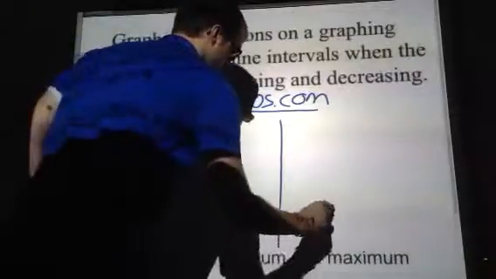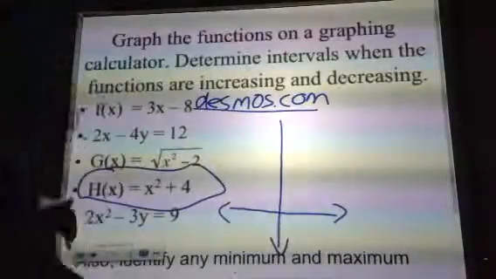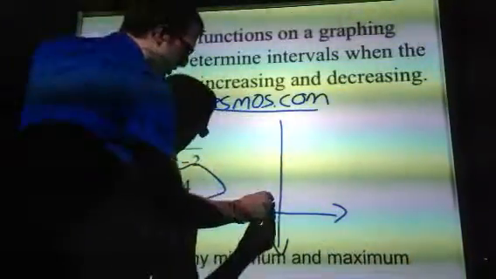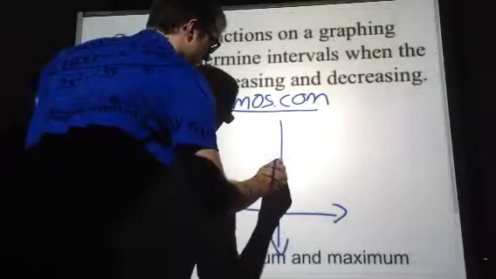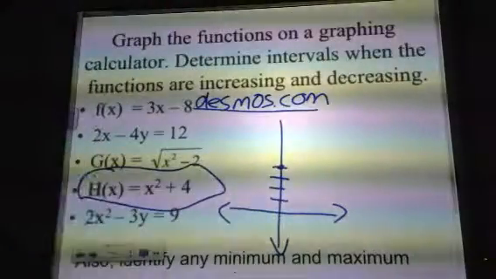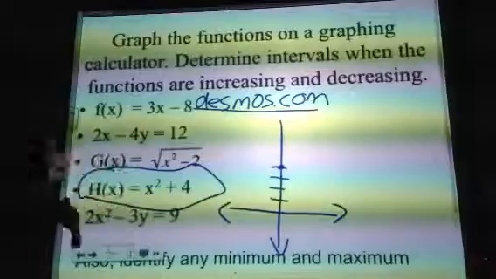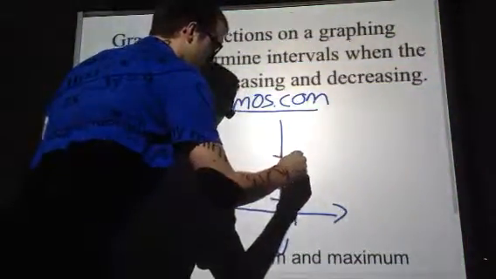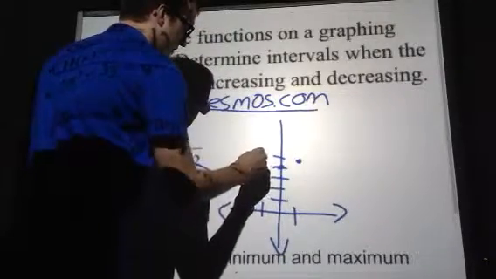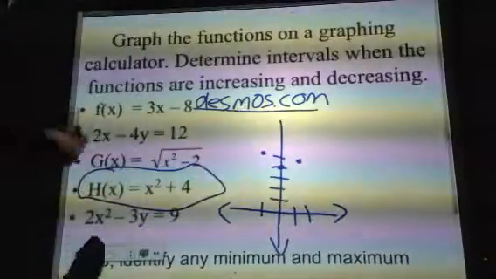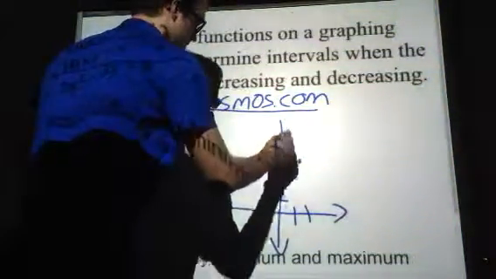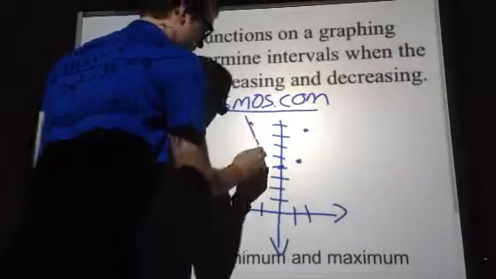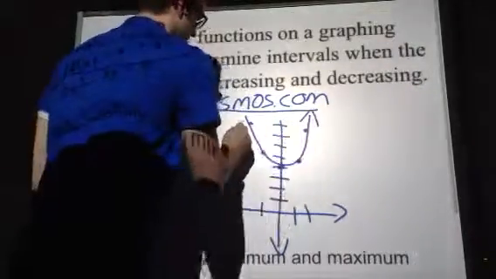For h of x equals x squared plus 4, think about when x is 0. If we substitute 0 for x, y is 4. If we substitute in 1 for x, 1 times 1 is 1, plus 4 is 5. So there's a point at 1, 5. Same thing with negative 1: there's a point at negative 1, 5. There's a point at 2, 8, and a point at negative 2, 8. So this is what our graph looks like.